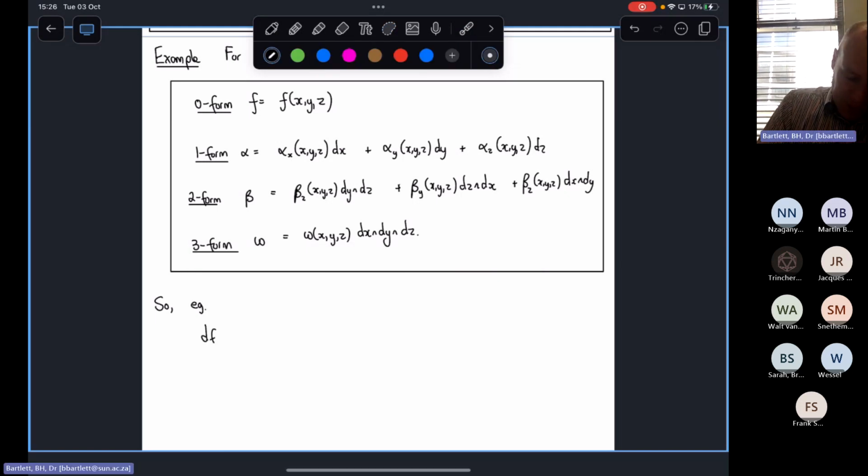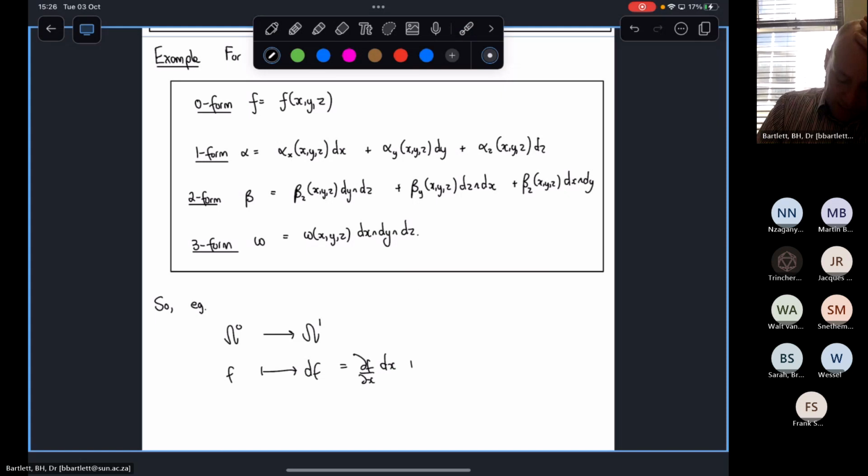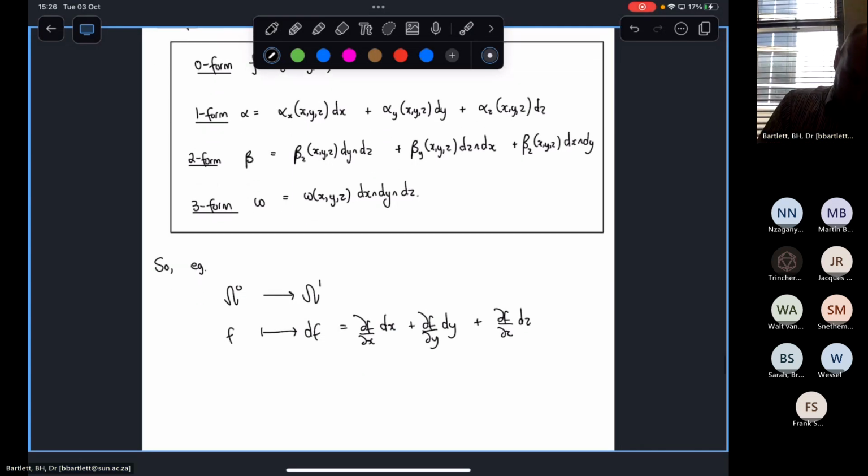So on a 0 form, what will happen? I take a 0 form, a function, and then I get df. That's just going to be the partial derivative of f with respect to x times dx, plus the partial derivative of f with respect to y times dy, plus the partial derivative of f with respect to z times dz. Fine. What happens when I go from 1 forms to 2 forms?